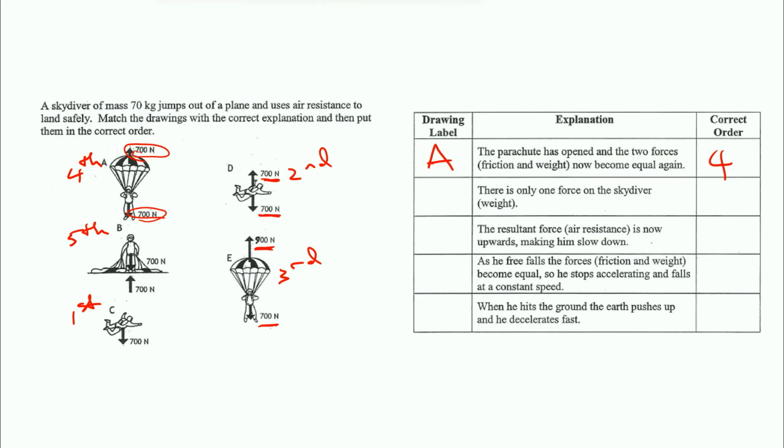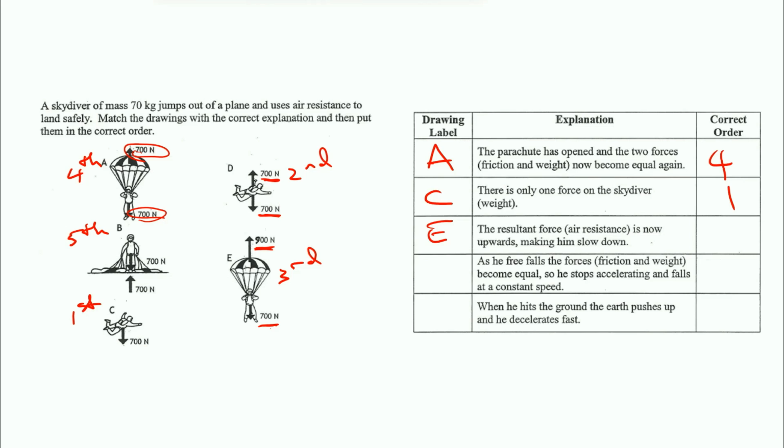There's only one force on the skydiver. That's immediately as they jump out of the plane. That force is gravity. So that's C, was number one. The resultant force, air resistance, is now upwards, making them slow down. Well, that must be E, when the air resistance is more than the weight force down, right?